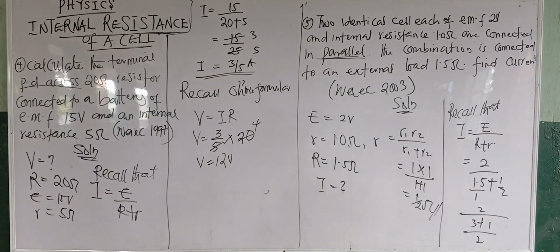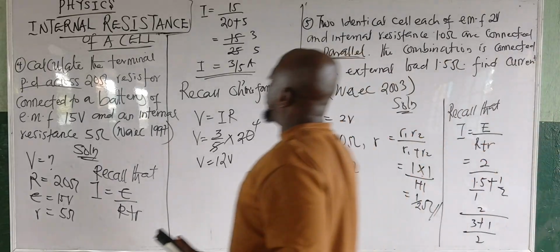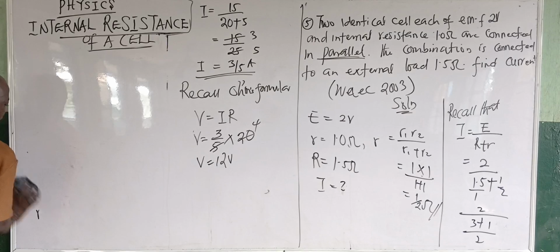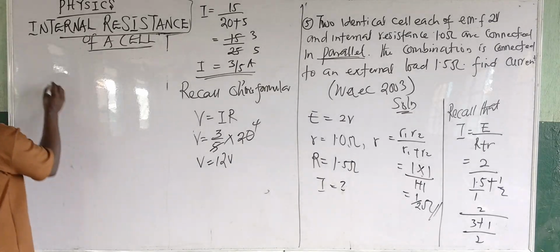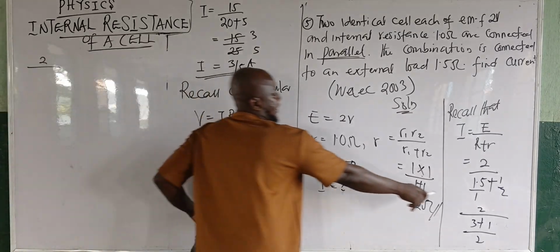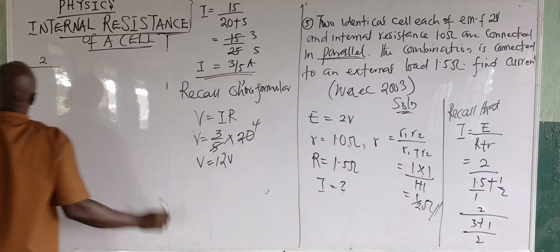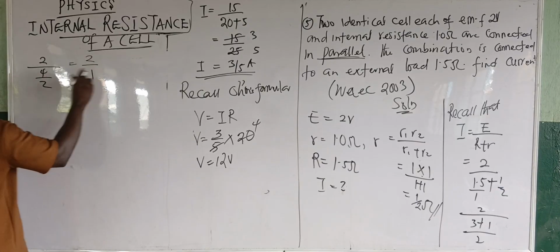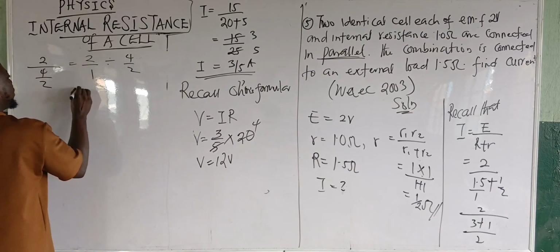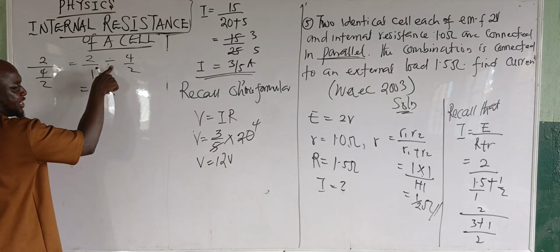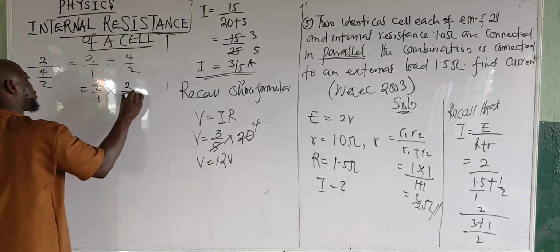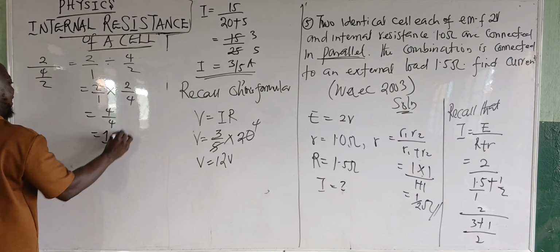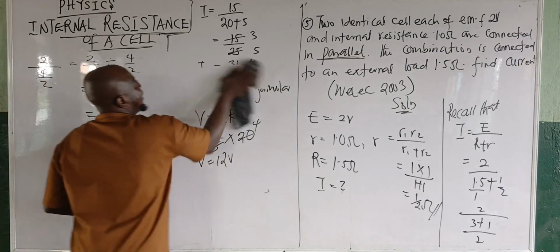From that point, I will have 2 over 3 plus 1, which is 4 over 2. Applying indices, this becomes 2 divided by 4 over 2. Change your division to multiplication, and the fraction flips, so it becomes 2 times 2 over 4, which is 4 over 4. That gives us 1 ampere. So this is how we solve this.